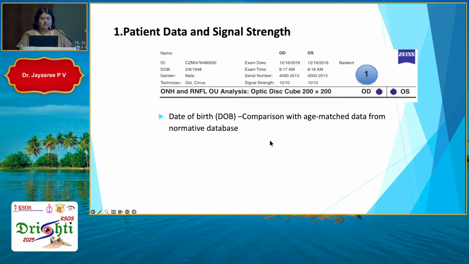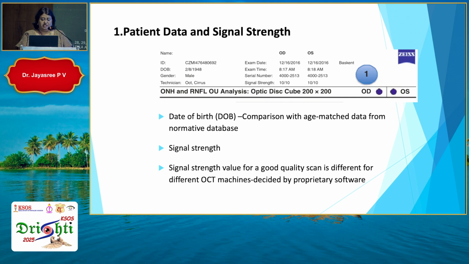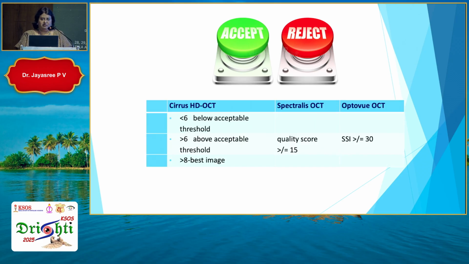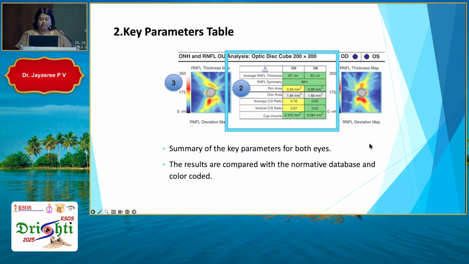So patient data is always important. Signal strength is most important, so it comes in the first portion, and date of birth is most important because it is against this age match that every normative database is compared. Beyond a certain signal strength, it is not very useful to compare that data. Multiple machines have multiple signal strengths beyond which data is acceptable. Look at these values: more than 6 in Cirrus OCT; in Spectralis, the quality score has to be more than or equal to 15; and in OptoView, the SSI is more than or equal to 30.